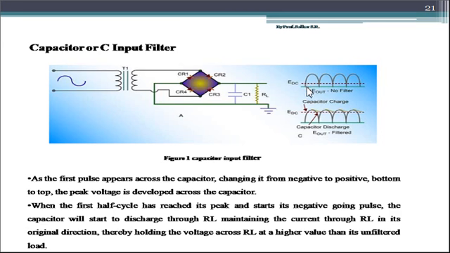Firstly, the waveform goes on rising from 0 onwards to the peak value. When this waveform rises from 0 to its maximum or peak value, the capacitor starts charging. When the waveform reaches its maximum value, that is the peak value, the capacitor becomes fully charged. Once the capacitor is fully charged, the waveform again starts reducing to the 0 value. While the waveform is reducing, the capacitor discharges through the resistor RL.